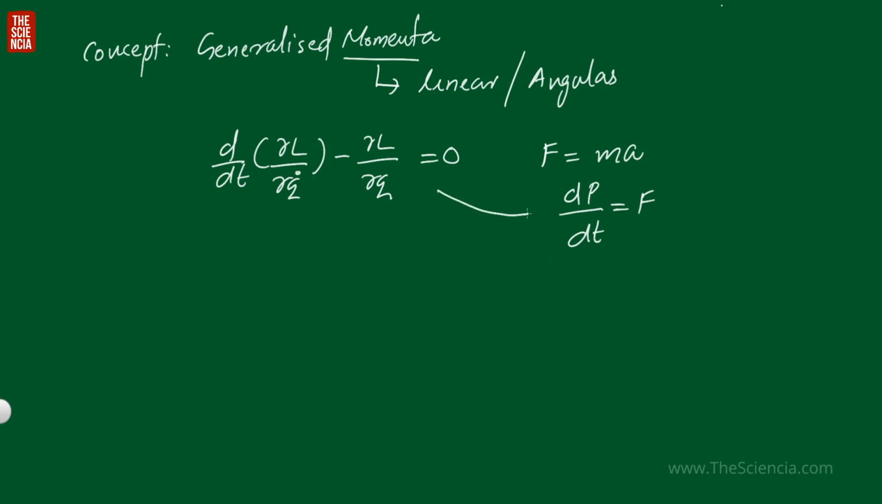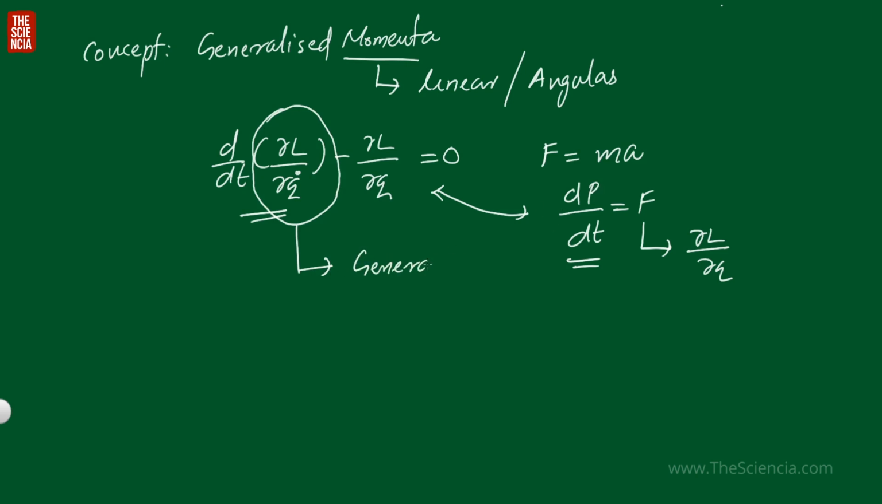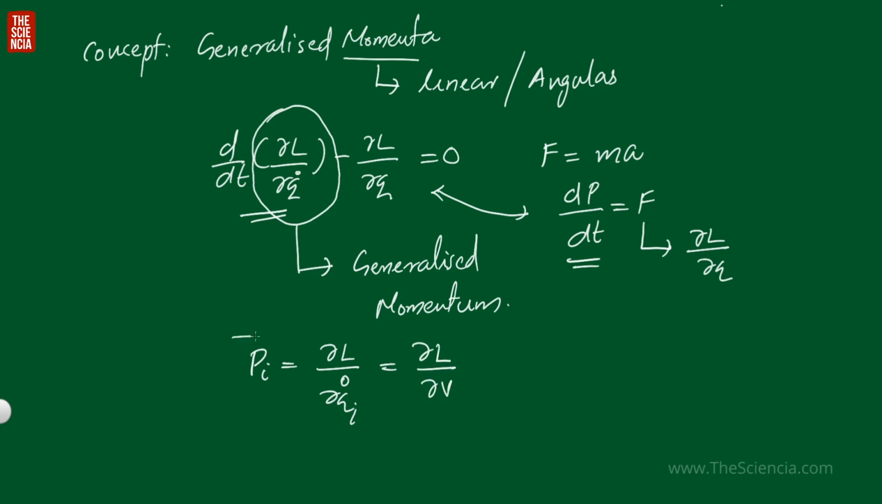Now we just compare these two equations. So you can see this force is the negative gradient of potential, that is ∂L/∂q. So this time dp/dt is d/dt of ∂L/∂q̇. So this time ∂L/∂q̇ is momentum, and this momentum we call generalized momentum. That is, generalized momentum p_i equals ∂L/∂q̇_i. And we know q̇_i is velocity. So this is an important equation, p_i equals ∂L/∂q̇.